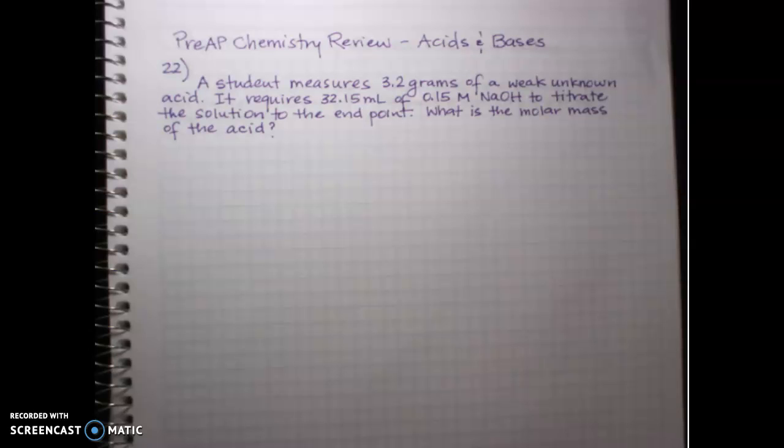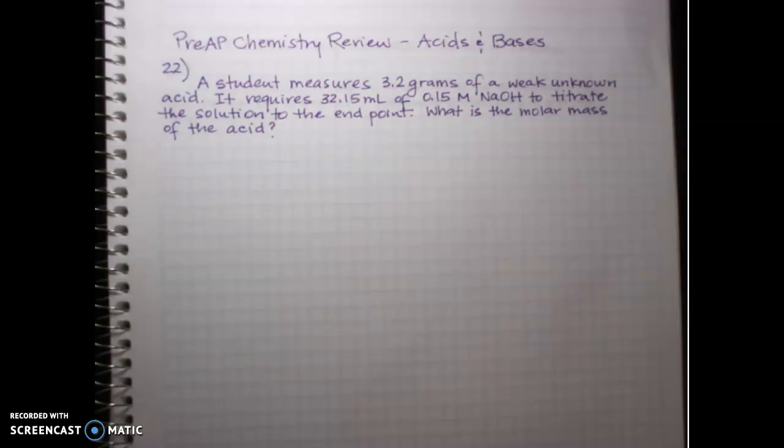We are looking at the pre-AP chemistry review, acids and bases. And as promised, we're looking at number 22, and I'll follow up with other videos to do through 25. So this one is: a student measures 3.2 grams of a weak unknown acid. It requires 32.15 milliliters of 0.15 molar sodium hydroxide to titrate the solution to the endpoint. What is the molar mass of the acid?